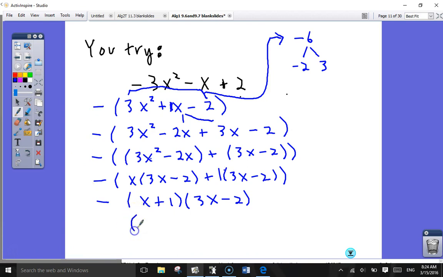Most of you showed me something like this, negative 3x plus 2 times x plus 1. So you took this negative and multiplied, that's fine. It's the same thing. These are the same.